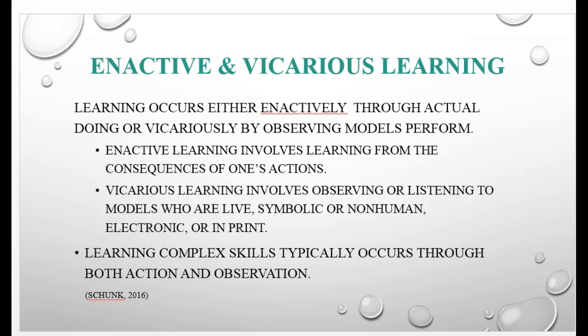He distinguishes enactive learning from vicarious learning. Enactive learning is learning by doing and experiencing the consequences or reinforcements and rewards of your own actions. Vicarious learning is learning by observing others and the consequences to their actions. So as I said, those models can be live, they can be non-human, they can be electronic or in print. And for complex skills, typically learning occurs through both enactive learning, or our own actions, and what we observe others doing, vicarious learning.